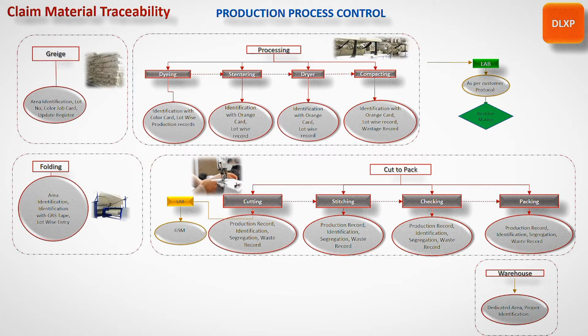The lab is there, where we can test all the stages and reports. In folding, the area identification is with GRS tape and lot-wise entry, and from the lab GSM is checked. From cut to pack, the production records, identification, segregation and waste records are mandatory, from cutting up to the shipments, and stitching, checking, packing the same. In the warehouse, there is a dedicated area with proper identification, and then export records are there to control all recycled material traceability.